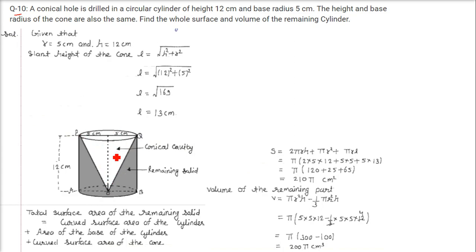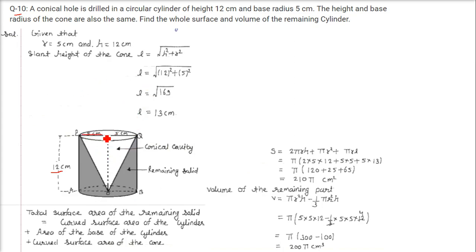We have a cylinder and there is a conical hole in this cylinder. The height is given as 12 centimeter and the base radius is 5 centimeters. So both of them will be having their base radius as 5 centimeter. The height and base radius of the cone are also same, that is given here. Find the whole surface and the volume of the remaining cylinder. That is, we'll try to find out the volume of the cylinder and subtract the volume of this cone, that will be the remaining cylinder.